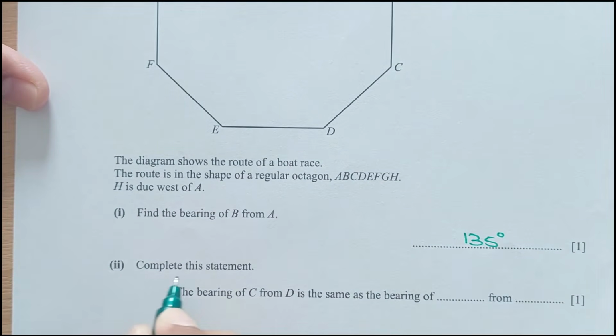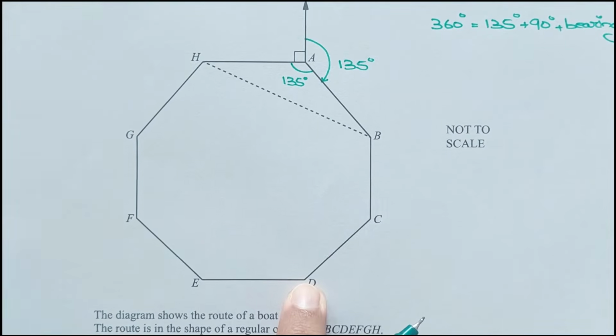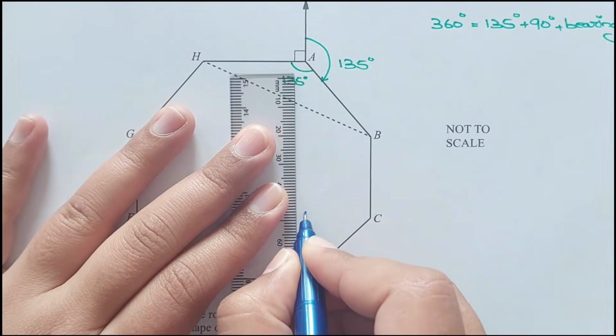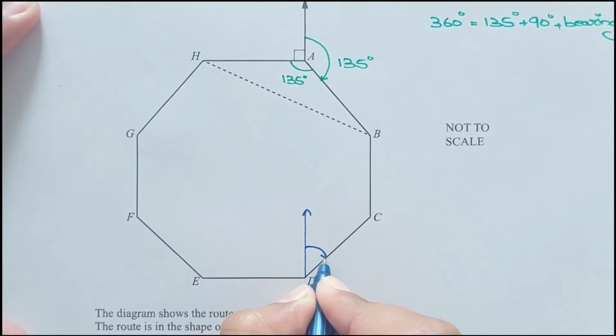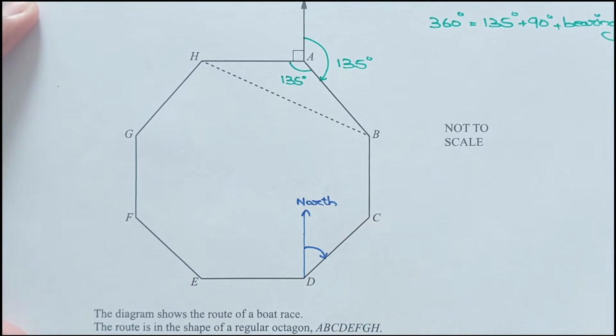Now for the second part, complete this statement. The bearing of C from D is the same as the bearing of dash from dash. Okay, the bearing of C from D. It means we need to draw the north line at D. This is a north line at D, and the bearing of C from point D. So this angle we have to measure, right? So this angle is the same as, okay.